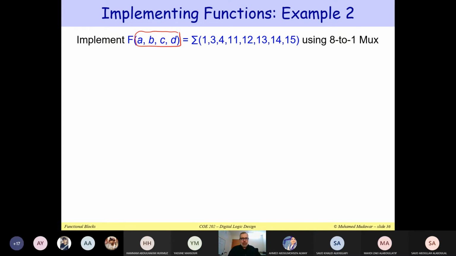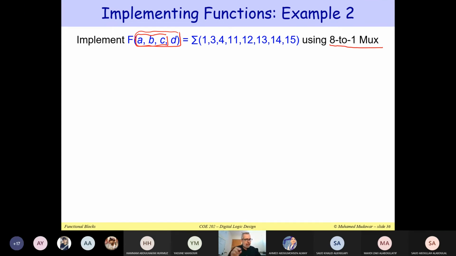Now, because we have 4 variables, I'm going to select the first 3 variables as my select inputs, and the last variable, which is D, I'm going to use as a data input. Because we are using the first 3 variables, I actually need an 8-to-1 multiplexer. So even though it's a function of 4 variables, I'm not going to use a 16-to-1. I'm going to use 8-to-1.